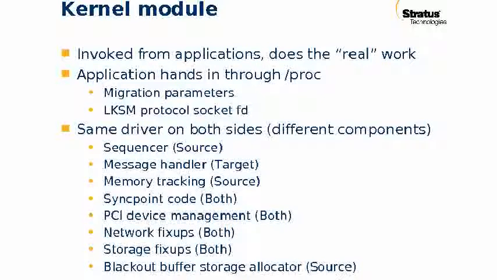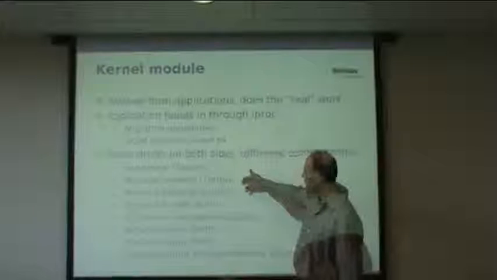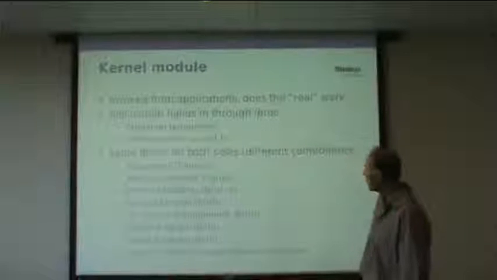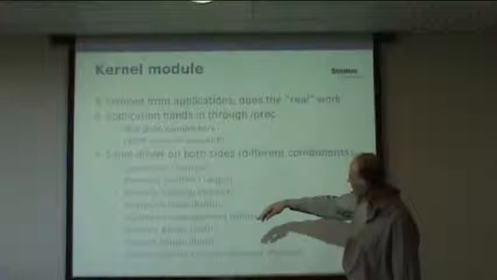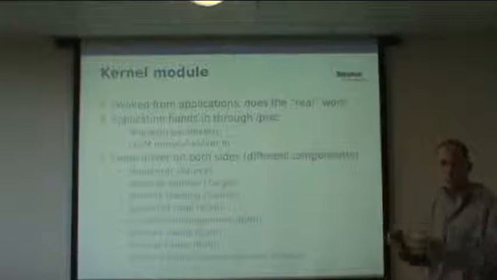And then in the kernel, we use the same driver on both sides, because a lot of this stuff is kind of library code. In the both category is sync point code. We need to be able to save and restore CPUs. We need to be able to do PCI device management, network device fix-ups, storage fix-ups, all that stuff. And a few things are special to one side or the other. There's the sequencer that controls the phases of the migration. That's on the source side only. And there's the message handler that responds to commands coming over, and that's on the target side only. But this list here is sort of the main modules that make up the driver code.